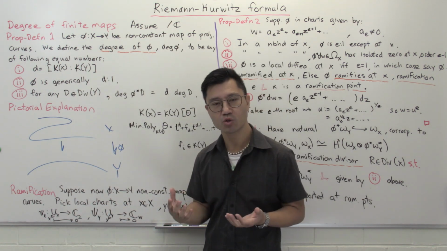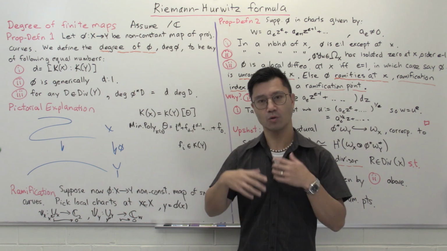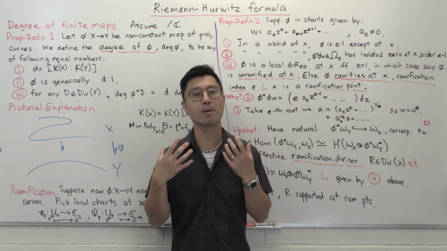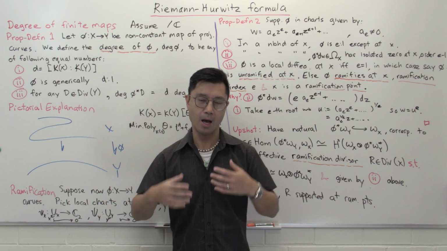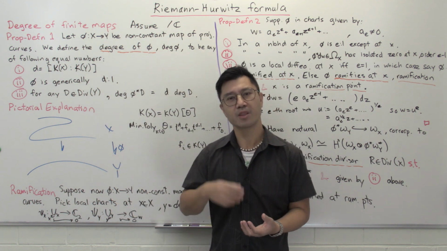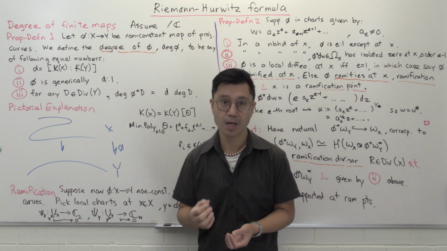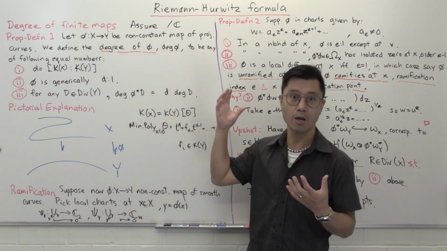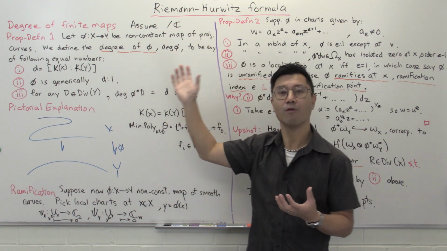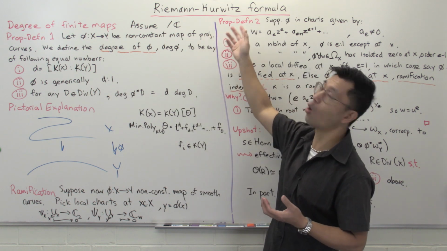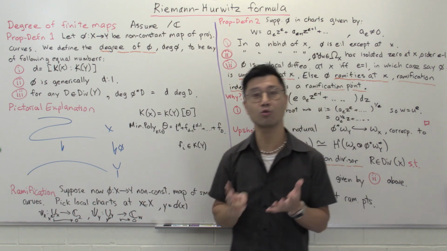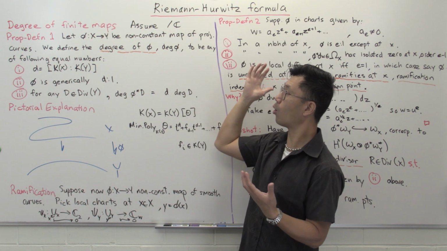In algebraic geometry, the canonical sheaf and also the canonical divisor are extremely important invariants to study algebraic varieties. But this begs the question, how do you actually calculate this canonical divisor? In this video, I want to tell you a very important method for doing so, and it's called the Riemann-Hurwitz formula. And there are two ingredients that are involved in this Riemann-Hurwitz formula.